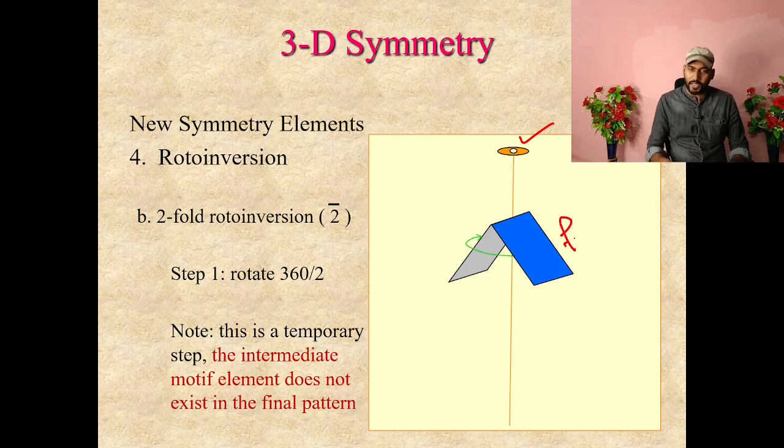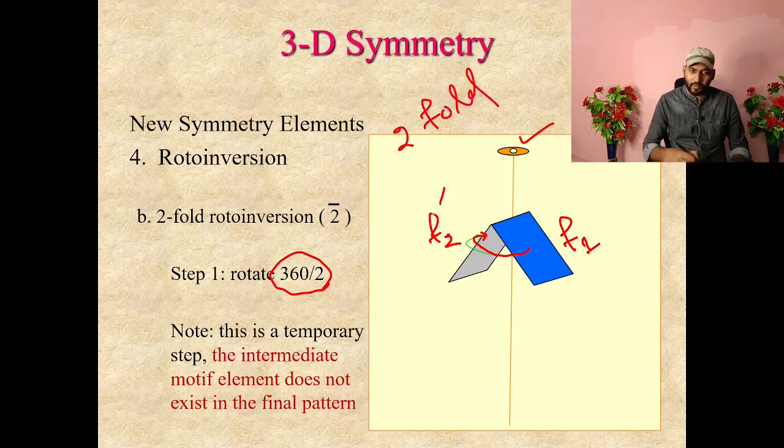Okay, so this is the first face F1. What we have to do is rotate 180 degrees, as in 360 degrees we have to repeat. So after a 180 degree rotation we'll get F2, which is the second face. But this is not the final face. After 180 degrees we should get a face here if it is only twofold. Let's say I'll put it as F2 dash. Why is it not F2? Because our second face will come after rotation plus inversion.